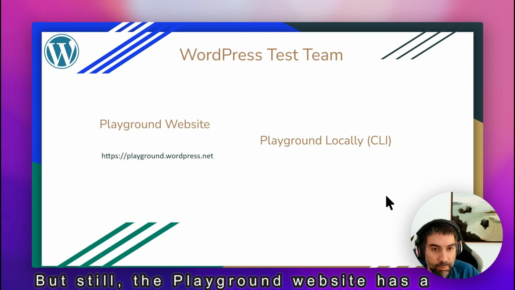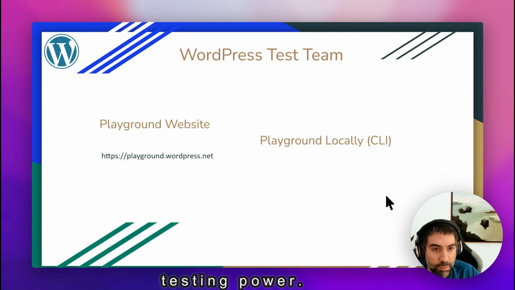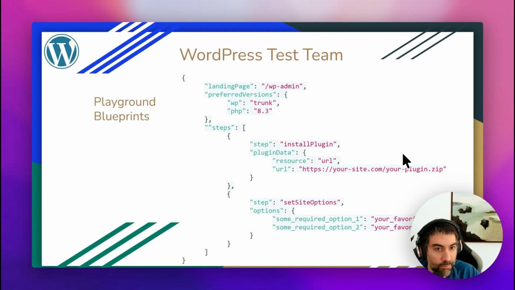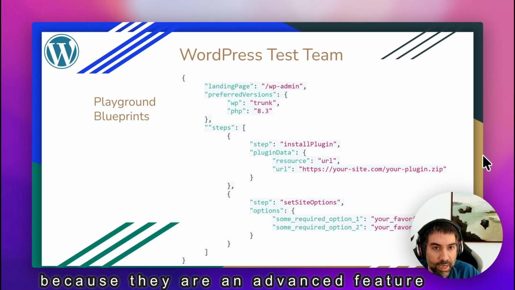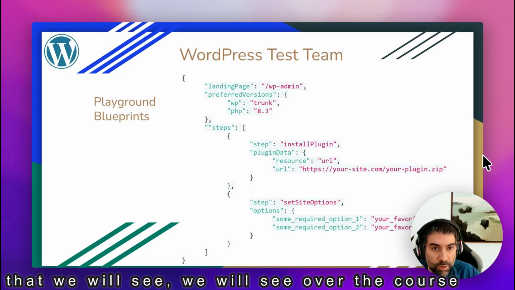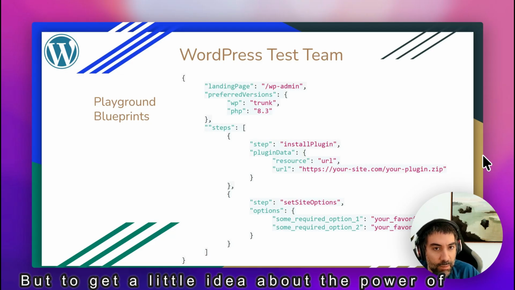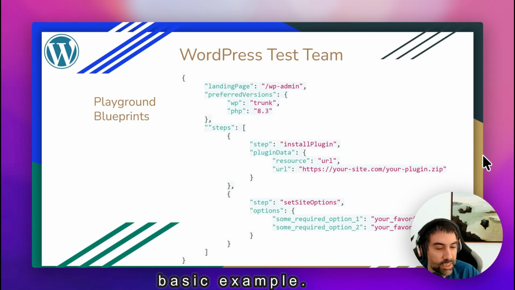But still, the Playground website has a hidden feature that could elevate our testing power. I'm talking about the Playground blueprints. I'm not going to be talking in these introductory lessons about the blueprints in detail, because they are an advanced feature that we will see over the course in more detail. But to get a little idea about the power of this Playground feature, I'm going to put a basic example.